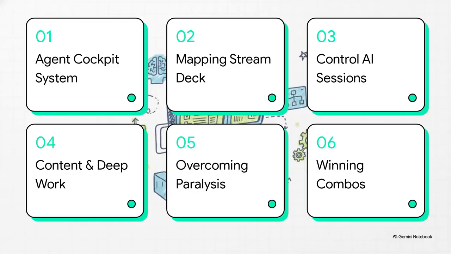Okay, let's dive right into this. Here is our roadmap for today's explainer. First, the Agent Cockpit system. Then, mapping the Stream Deck. Third, controlling AI sessions. Fourth is content and deep work. Fifth, overcoming paralysis. And finally, number six, winning combos.